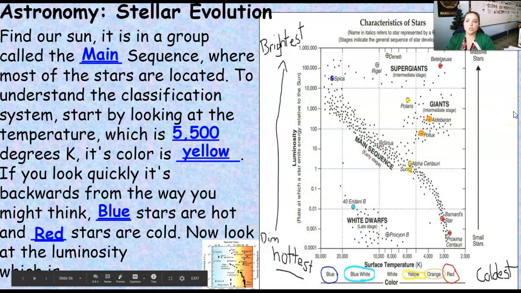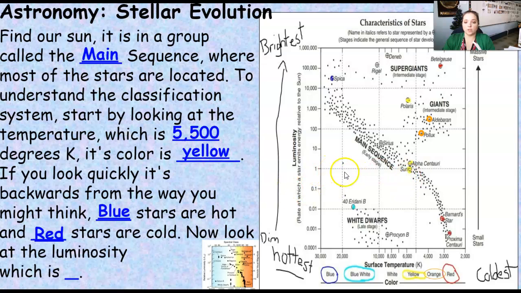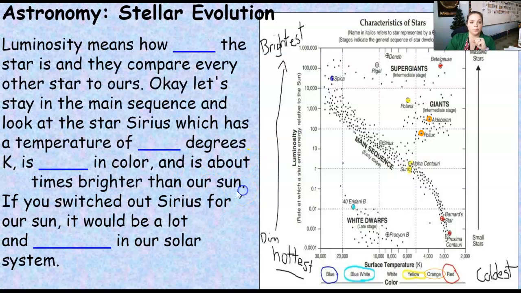All right, so there's another thing on here. So down here, we've got color. Now, you look at the luminosity. So what is the luminosity for the sun? Well, look at this. It's right on this dotted line. It is 1. Okay, so that's the luminosity. We're basing everything off of our sun. Sun starts as 1. So luminosity, what the heck is luminosity? Well, that means how bright the star is compared to, and they compare every other star to our star, our sun.